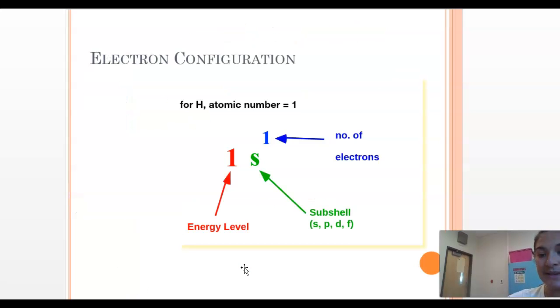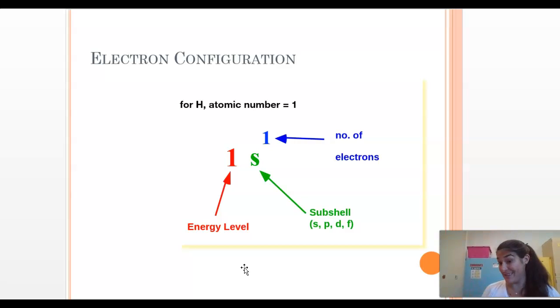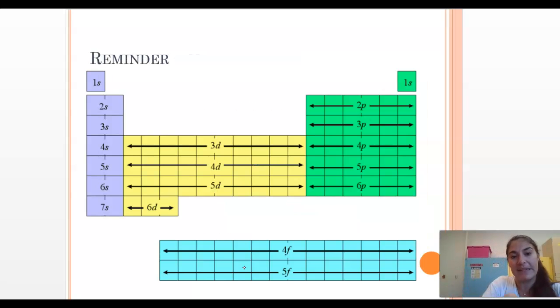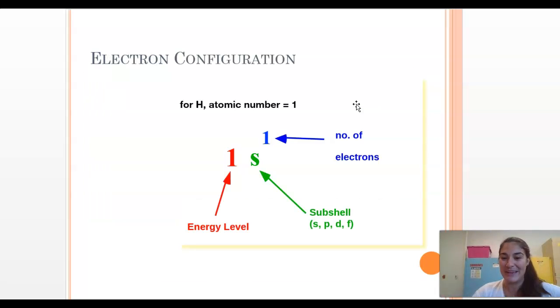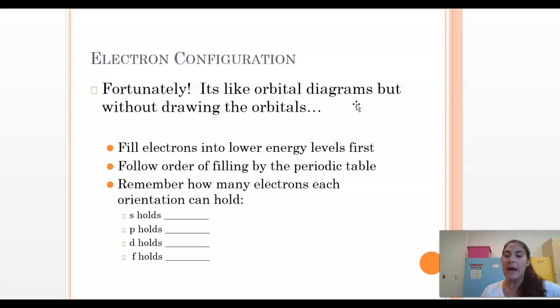All right, so like I said, scientists got exhausted writing these things out all the time. They're like, forget it, I don't want to do this anymore. So they wanted to make a shorter version. So you might have noticed that as I was talking through how these things fill, I was saying 1s, 2, 2s, 2, 2p, 6. Scientists were like, okay, let's just write it like that instead of doing it out. So we still say 1 for the energy level, s for the sublevel. And then instead of drawing these arrows and these lines, they just list how many electrons are there. So it's much easier than doing our orbital notation.